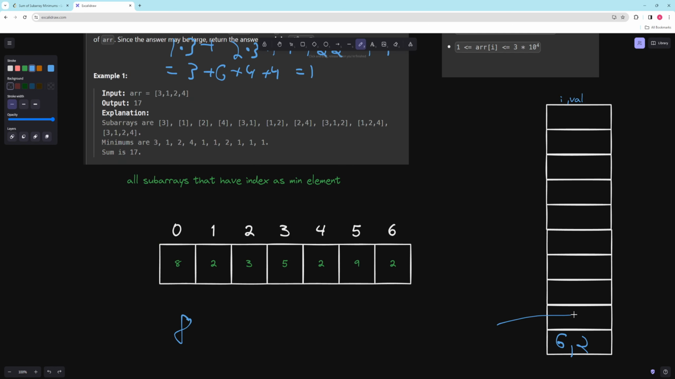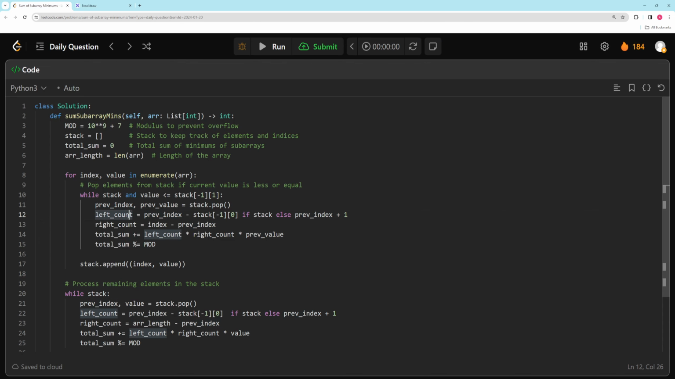So let's say we pop off an element here. The left element will be the thing before it, or if the stack is empty, then you can use the whole array. And then the right element will be the thing that you are pushing onto the stack right now. So you get the left, you get the right, you increase them both by 1, and then your sum is just left times right times the value popped. And you just keep modding it by mod.